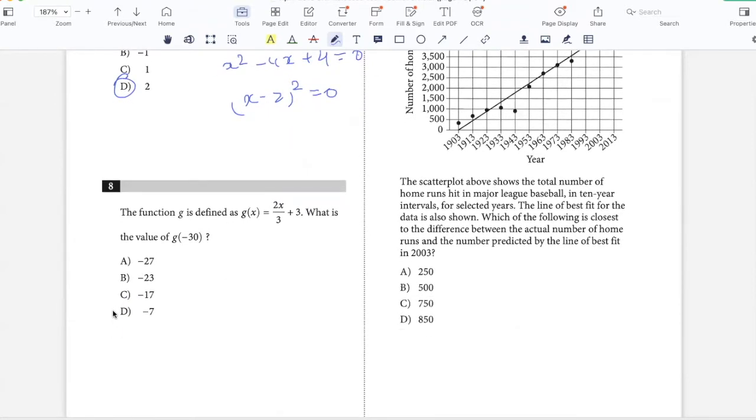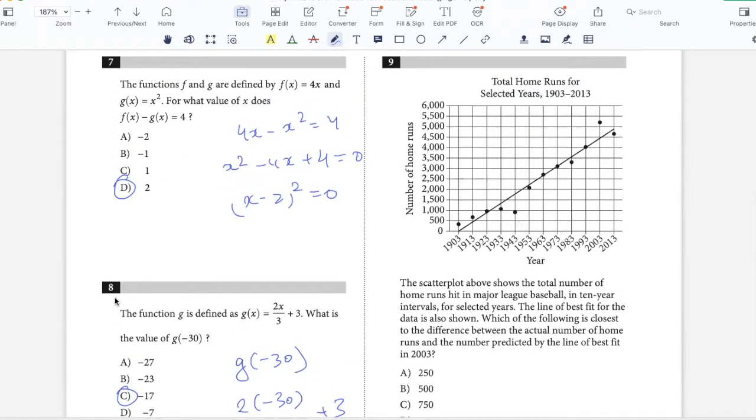The function g is defined as g(x) is 2x by 3 plus 3. What is g of negative 30? g of negative 30 will be 2 times negative 30 by 3 plus 3. So that's 2 times negative 10. So minus 20 plus 3, minus 17.